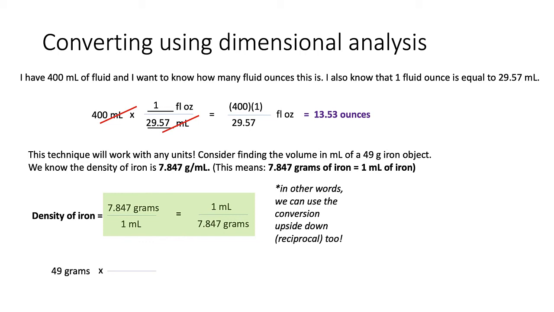And so we start with 49 grams. We want to multiply by this conversion factor. Grams is what we want to undo and convert to milliliters. So grams needs to go on the bottom because in that way we're going to cancel out grams. And so we go ahead and apply our values. 1 milliliter in the top, 7.847 in the bottom. Grams cancels with grams, and we're left with a value that has a unit of milliliters. In this case, 6.2 milliliters.